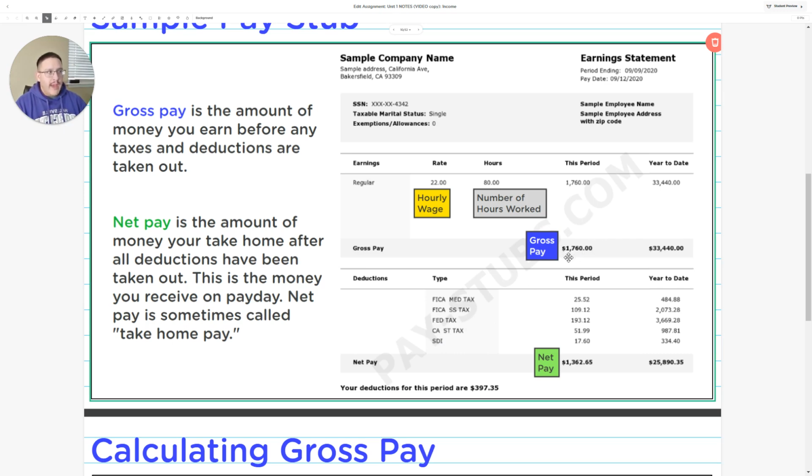So then you have all of that getting taken out of your paycheck. And notice that the gross pay, which is for this example $1,760, gets reduced to $1,362.65. This is what you actually get to take home after everything else gets taken out. Your deductions for this period are $397.35. So again, net pay is the amount of money you take home after all deductions have been taken out. This is the money you receive on payday. Net pay is sometimes also called take-home pay.